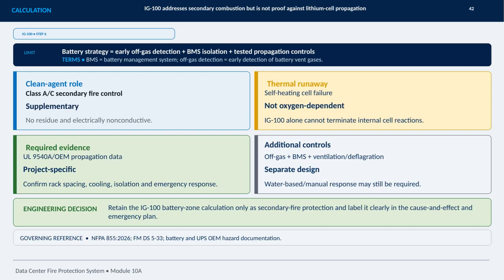This calculation establishes an important limit for the role of IG-100 in a battery zone.